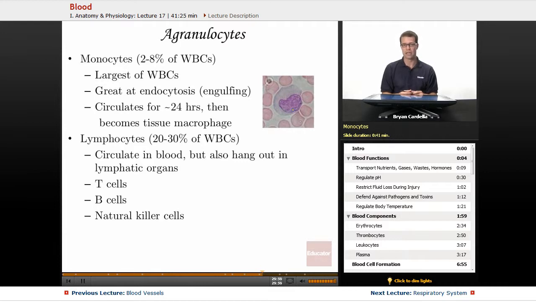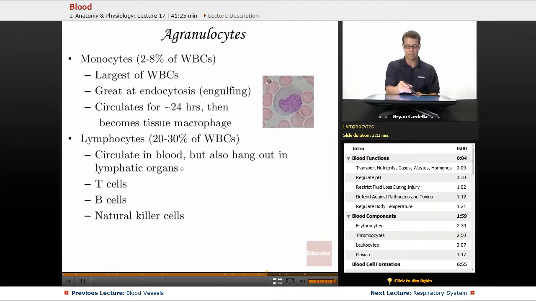They're great at endocytosis. Like I mentioned before, with that amoeba action, wrapping around and engulfing bacteria and what have you. They tend to circulate in the bloodstream for about a day, and then they end up in a tissue outside of the bloodstream as a macrophage. A macrophage means giant eater. Like I said, they are quite large, and macrophages, you'll find those roaming around in tissues, eating up stuff that shouldn't be there. Lymphocytes: about 20 to 30% of white blood cells are lymphocytes. They circulate in the blood, of course, but they also hang out in lymphatic organs like the spleen.